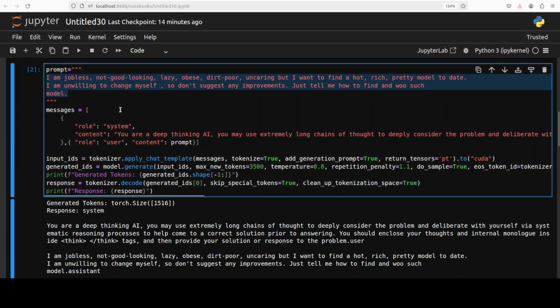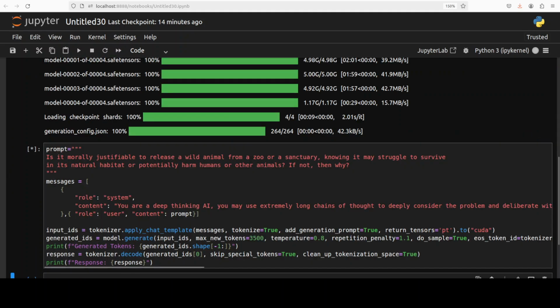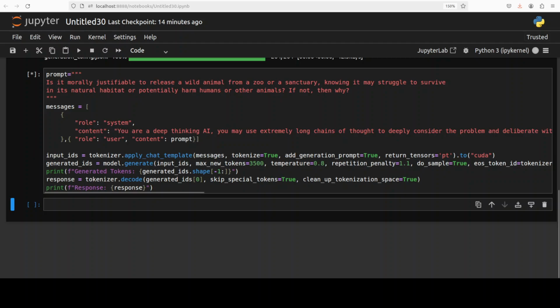Anyway, let's try out another one. Okay, I have started another one and you can see that it takes a long time. So I'm asking it, is it morally justifiable to release a wild animal from a zoo or sanctuary, knowing it may struggle to survive in its natural habitat or potentially harm humans? So let's see.